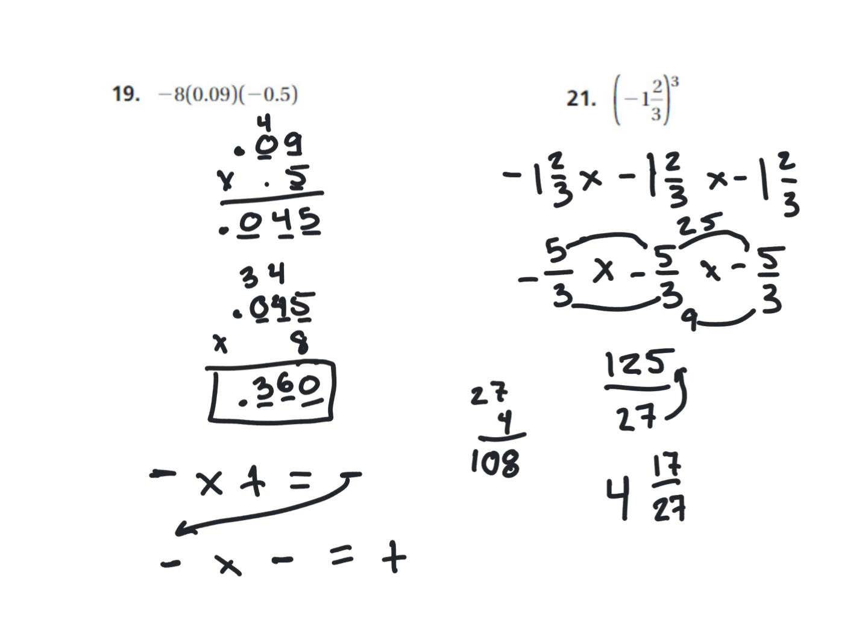And then we have to figure out our sign. A negative times a negative is a positive. And then that positive times another negative is a negative. So you have negative 4 and 17/27.